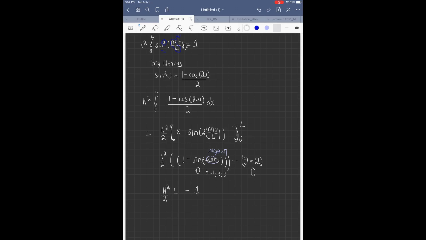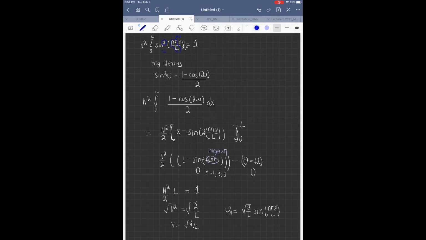So we're going to solve for n. We put 2 over L on the other side, take the square root, and then we get radical 2 over L. All right, that's the normalization constant. And when you plug it into the equation, you get radical 2 over L times sine of n pi x over L. And yep, that should be the wave function that you're going to use.